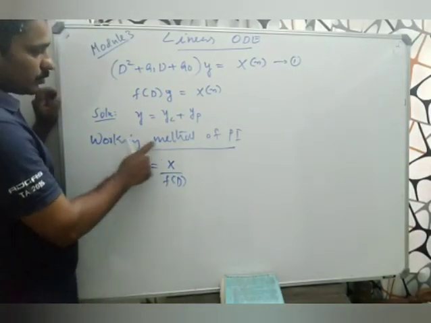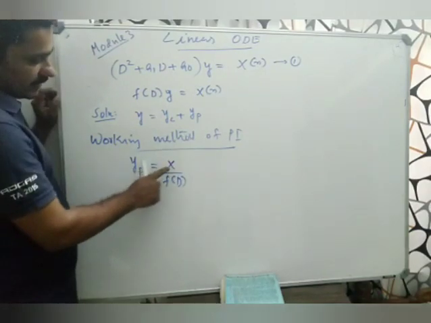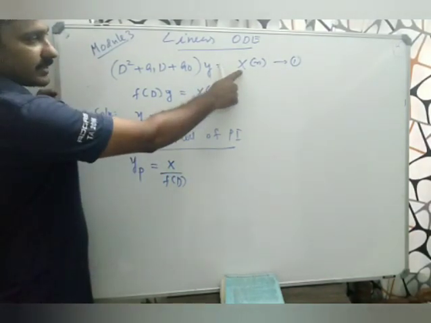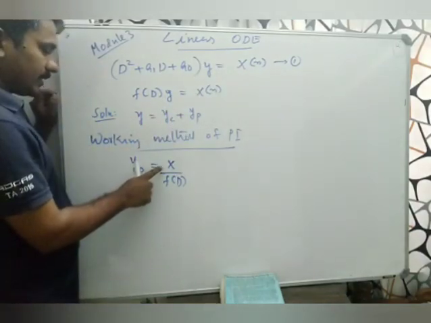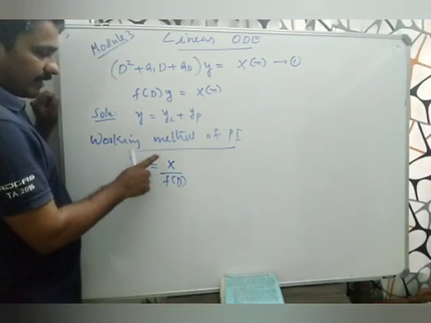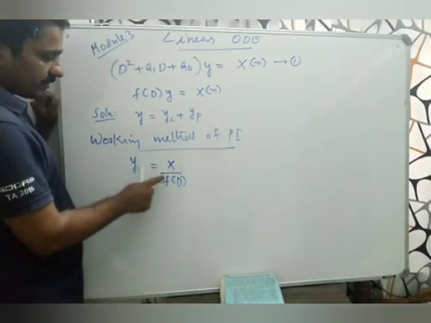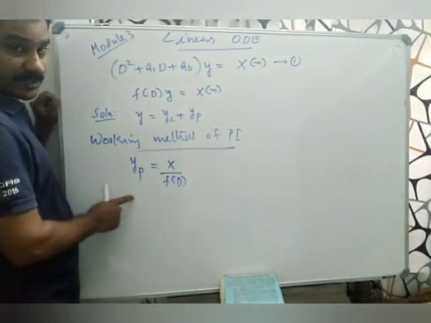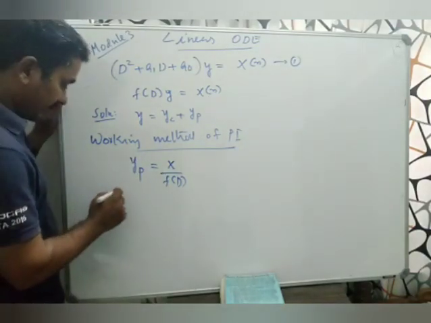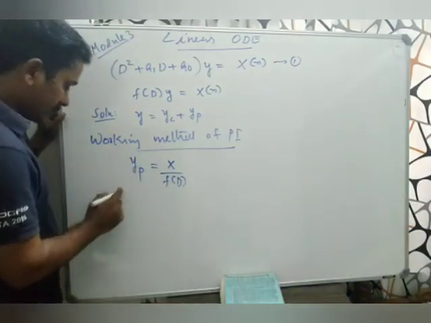And here this working procedure says that, if X is a certain kind of function of x, we can find this particular integral using this procedure or this method. So these are the possible functions of which we can find the particular integral.